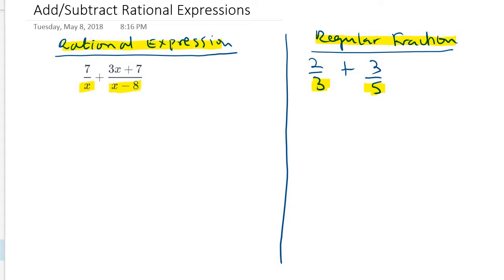Okay, I'll start from the regular fractions. So let's say I want to add these two fractions. The first thing I would do is find the LCD, the common denominator, of the denominators. To find that, I need to look for the smallest number that both of these denominators can divide into evenly.